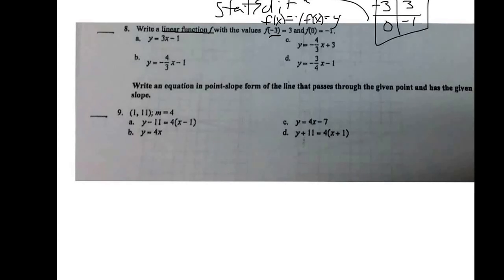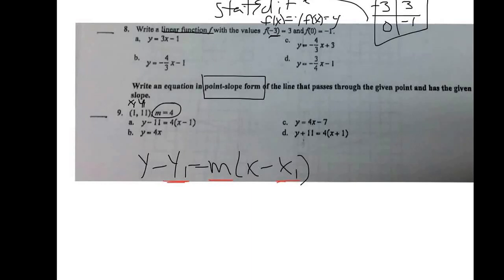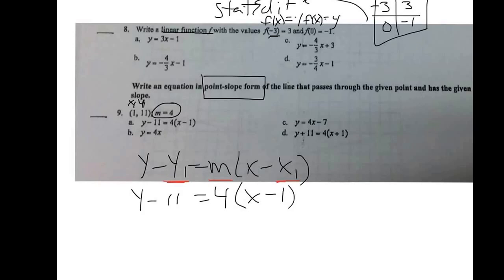Number 9, when you see point slope form, you've got to think of your point slope formula: y minus y1 equals m times x minus x1. We're going to plug in here, here, and here. So here's our x1 and our y1, and here's our m. Our y1 is 11, so y minus 11. Our m is 4, and our x1 is 1. So I plug in those parts there.